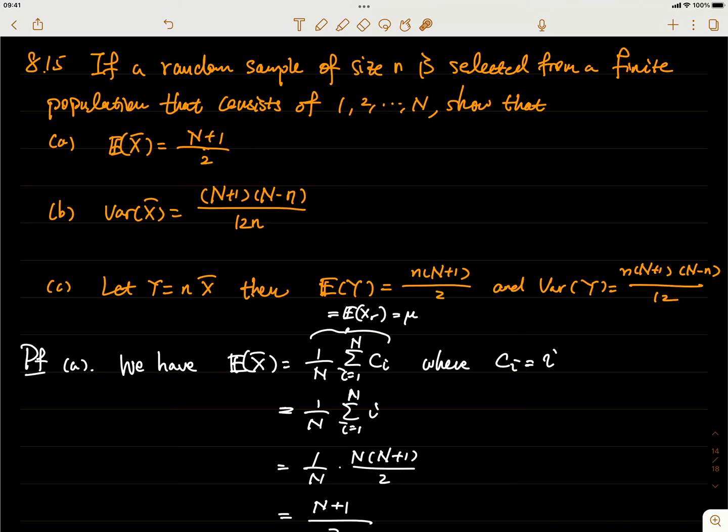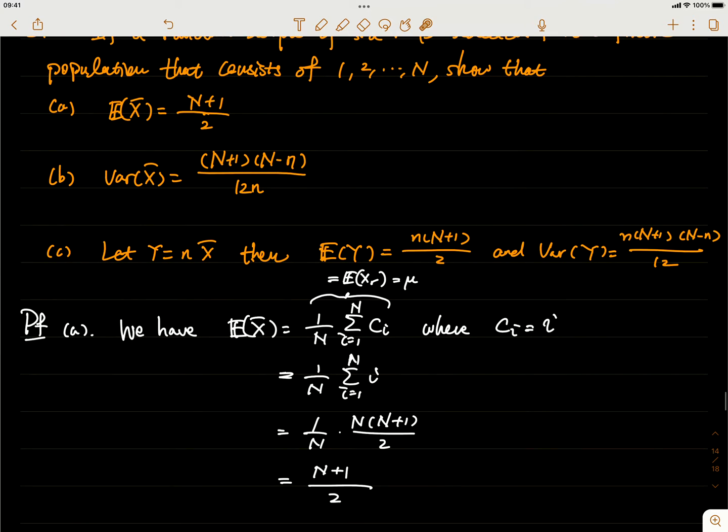So actually the last one is just super trivial, right? Because if y is simply the n scaling of the x bar, then the expectation of y is just n times the expectation of x bar. The variance of y is just n squared times the variance of x bar. And we already know the mean and the variance from the first two parts. So part C is just something trivial. The key is to show A and B.